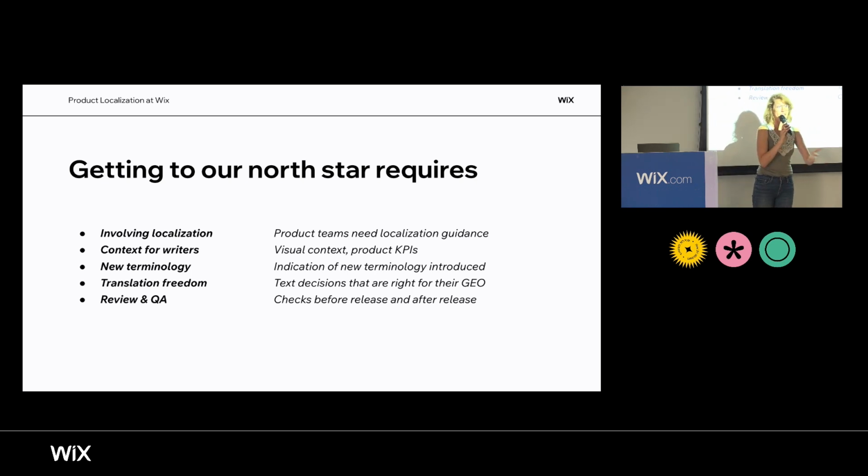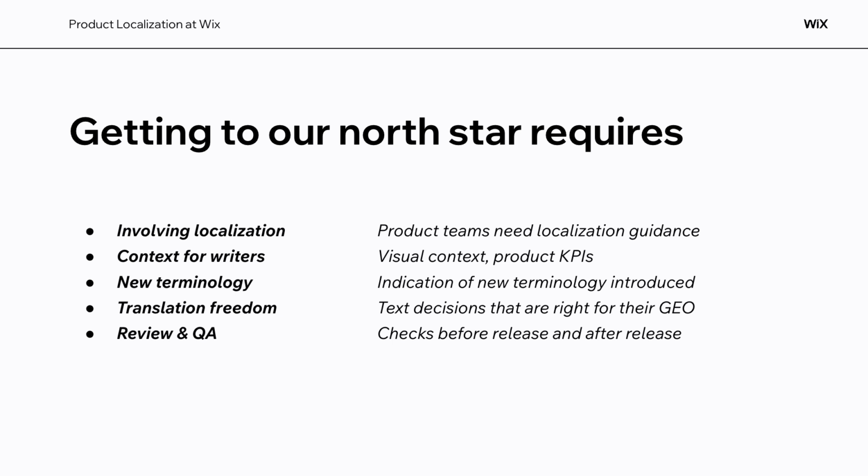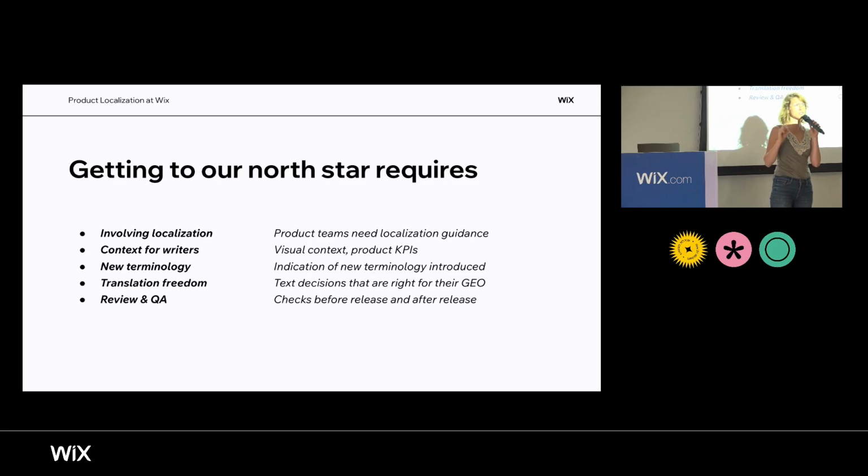Context for writers: when we send things to localization, our writers need to understand, wait a second, what are we going for? What is the intent of this messaging? How can I think about that a little bit better? And ensure that I am taking that messaging and localizing it for the needs of people who are speaking my language. New terminology should be identified as early as possible so that we can give time to our writers to understand how they can maintain consistency and how they can actually localize it properly. Translation freedom, so really trusting our localization writers to do what's best for our users in that locale. And a lot of review and QA, just checking things, making sure we didn't miss anything.